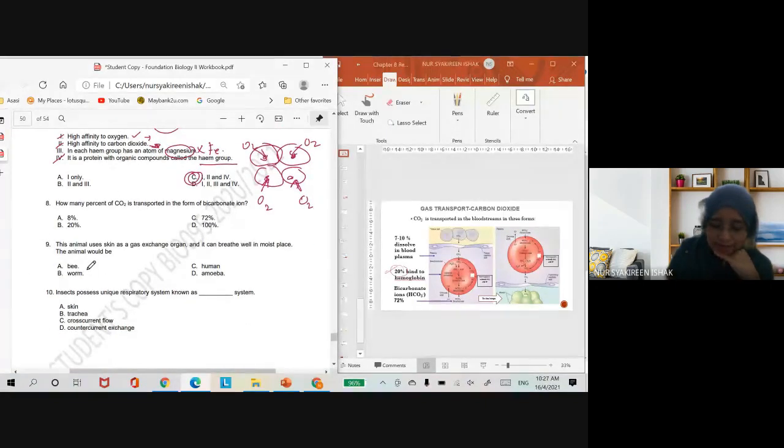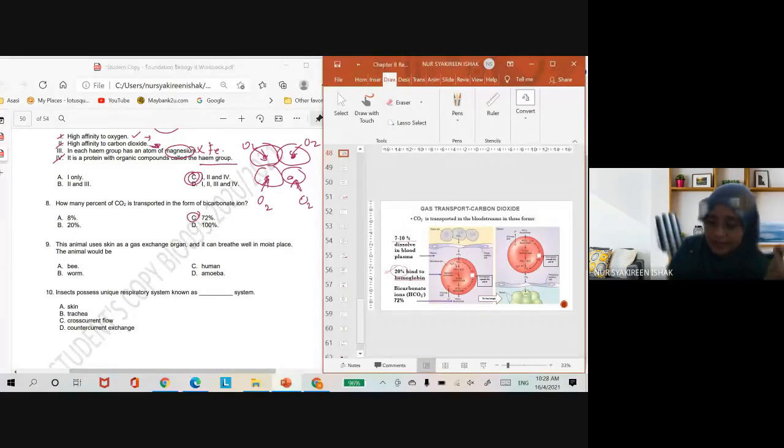Okay, so number 8, how many percent of carbon dioxide is transported in the form of bicarbonate ion? So if you look at the notes here, it is 72%. Okay, most of the carbon dioxide in your body is carried in your blood in the form of bicarbonate ion. Daripada reaction yang saya cakap tadi lah kan. So kalau tengok kat sini, 7 to 8%, okay, as dissolved carbon dioxide that dissolve in the blood plasma. So ini yang pertama. Okay, cara pertama carbon dioxide is carried in your blood.